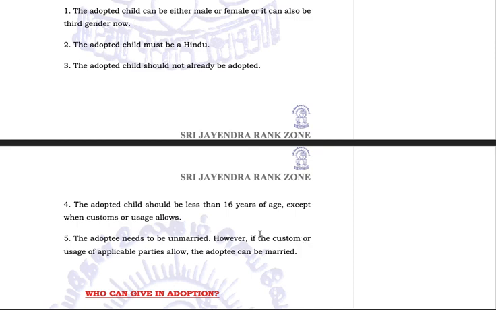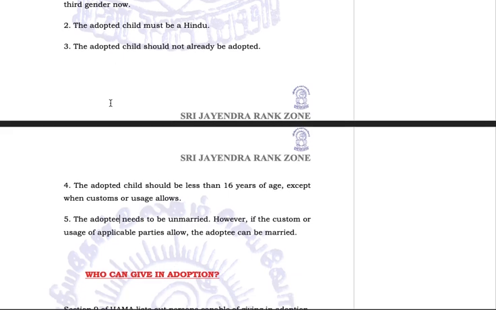However, if the custom or usage of applicable parties allows, the adoptee can be married. Sorry, adoptee means the son or daughter whom you are going to adopt. The child has to be unmarried. However, if custom or usage allows, the child who is going to be adopted, a son or a daughter, can be married as well.